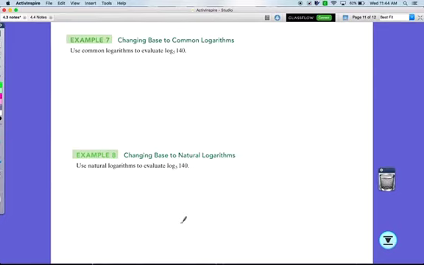All right, I'll pull my calculator up. All right, first thing you're going to do is rewrite the log base 5 of 140 as equal to the common log of 140 divided by the common log of 5. Okay, log of the argument divided by the log of the base.